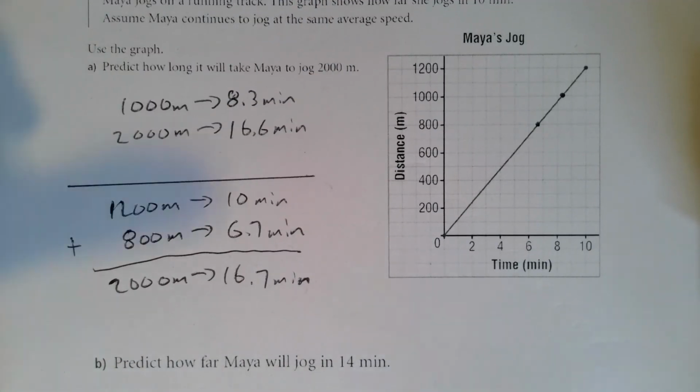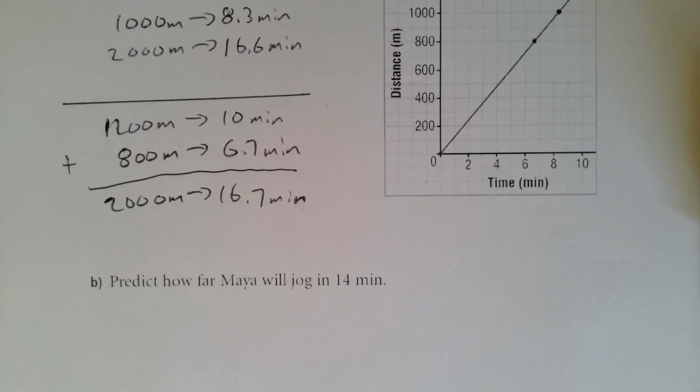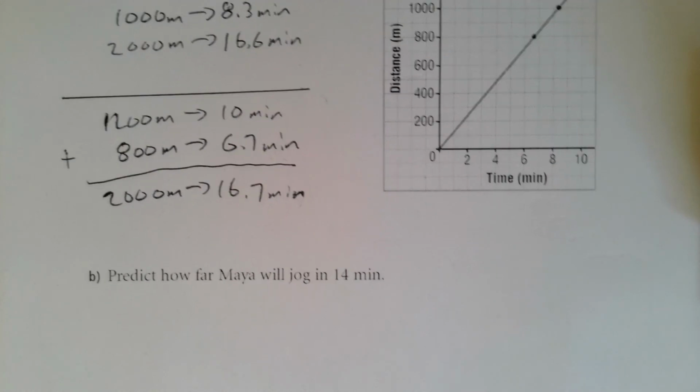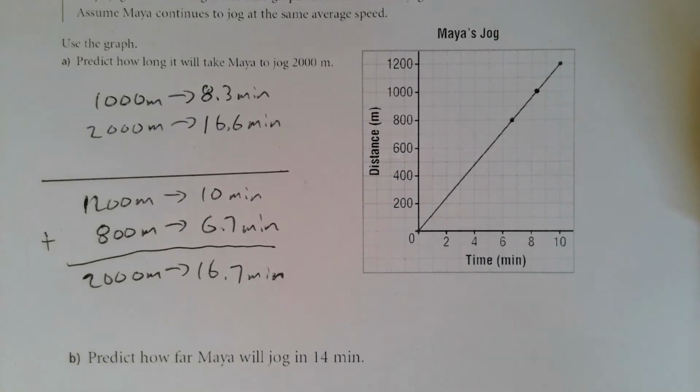Okay, so those are two good predictions. We figured it'll take Maya about 16.6, 16.7 minutes to jog the 2,000 meters. Okay, we're going to do B in a slightly different way. In this case, we want to figure out how far Maya is going to jog in 14 minutes. Well, if we can figure out how far Maya jogs in 1 minute, then we could just multiply that by 14.